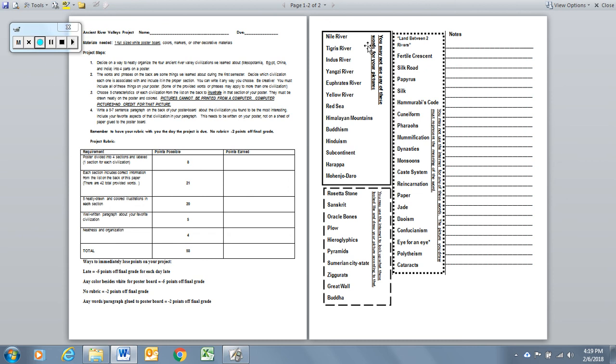This box right here, if you notice, typed sideways, it says you may not use any of these words for your pictures. So while these words will be on your poster, I don't want to see a picture for the Nile River, for any of the rivers, the mountains, the seas, for Buddhism, for Hinduism, for subcontinent, or for Harappa or Mohenjo-Daro. So no pictures can be drawn for these words right here.